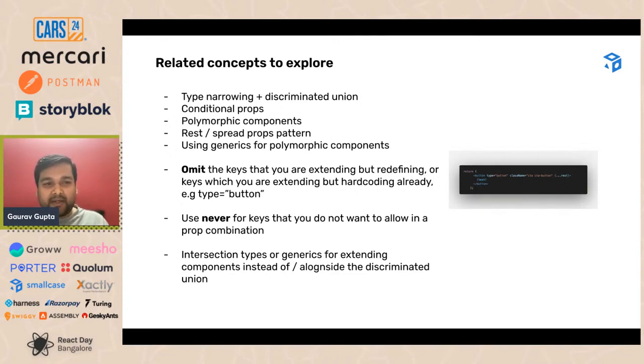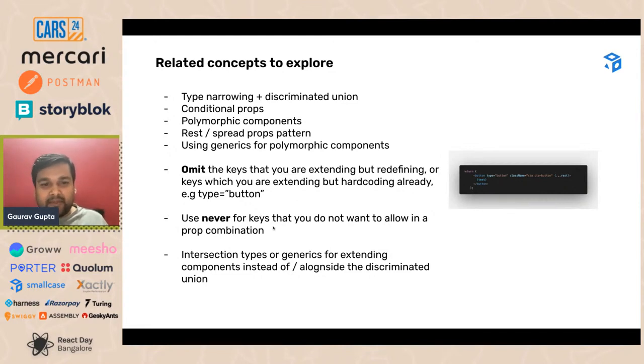Then another concept that you may see in the wild is omitting the keys that you are already defining but extending. So in this case, if you saw, we are already defining type equal to button, which means that when we are extending from the button type, we should actually not extend the type key, because we do not want the consumer to be able to pass the type key, because we have already hard-coded it, in which case you would omit it. I have added this to my CodeSandbox. You can check it out there.